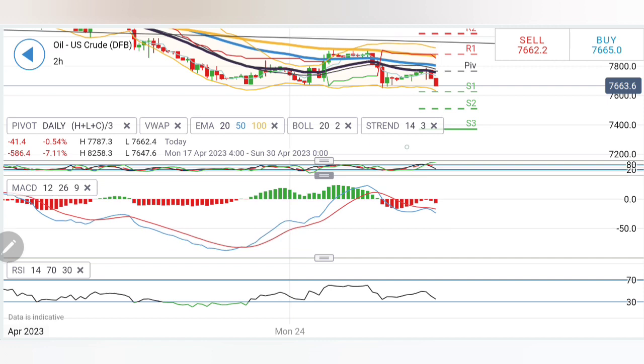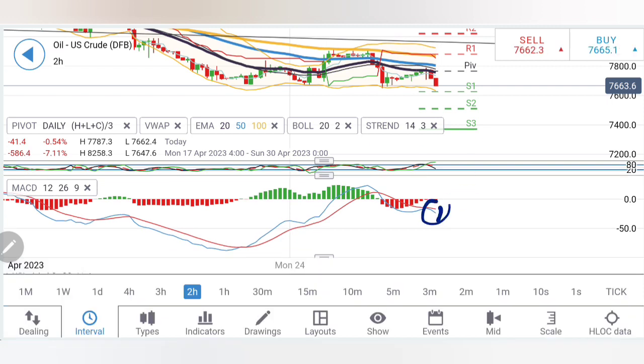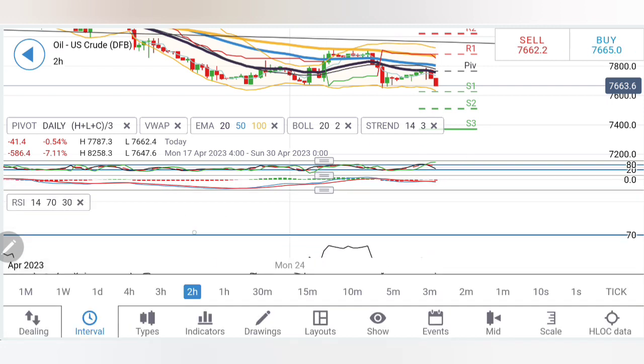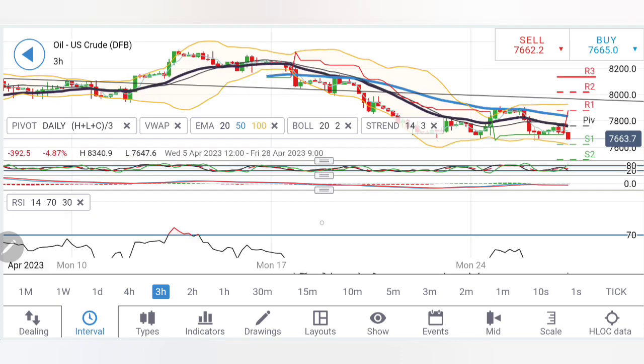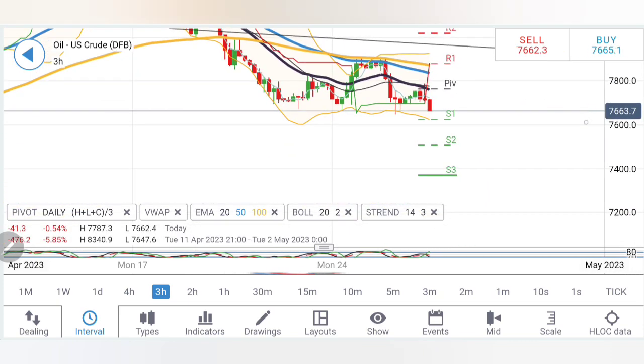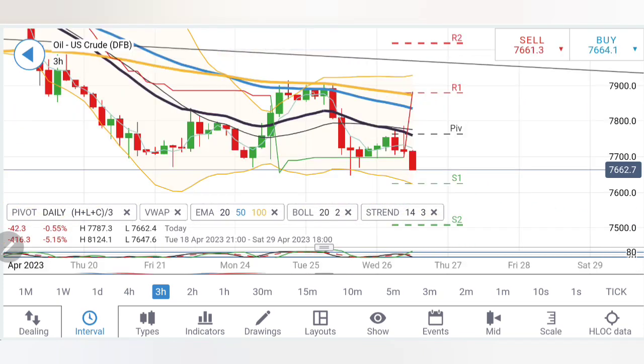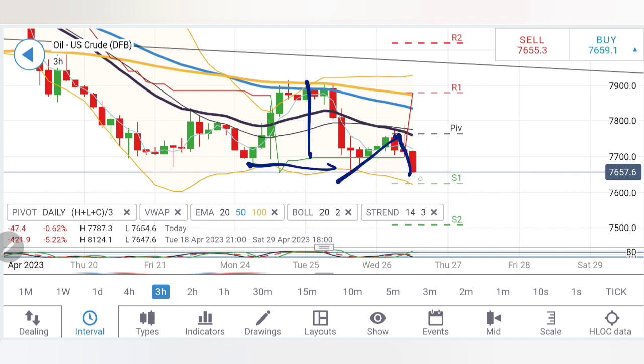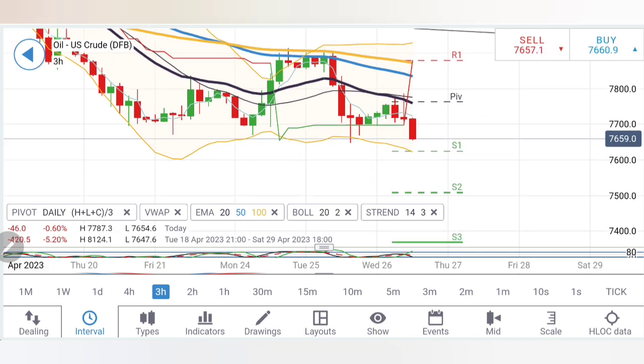The stochastic is looking down, the MACD has started to diverge. This is trading bearish. The RSI is also looking down, trying to trade bearish here. And if you look at the 3-hour charts, likewise see symmetry here and then consolidation. Now retracing again on the downside, so it is trying to take a break. Certainly we might see 75.9 levels. That is my expectation. And in fact, below that a further drop can be expected.